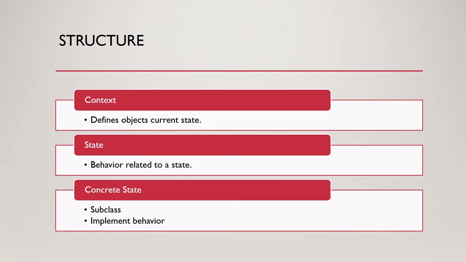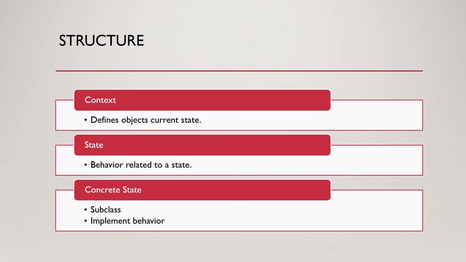And next we have the state. This is what defines the behavior related to a state. It creates an interface to create an action that will later be implemented by a concrete state class. And this behavior is defined by the current context as well.